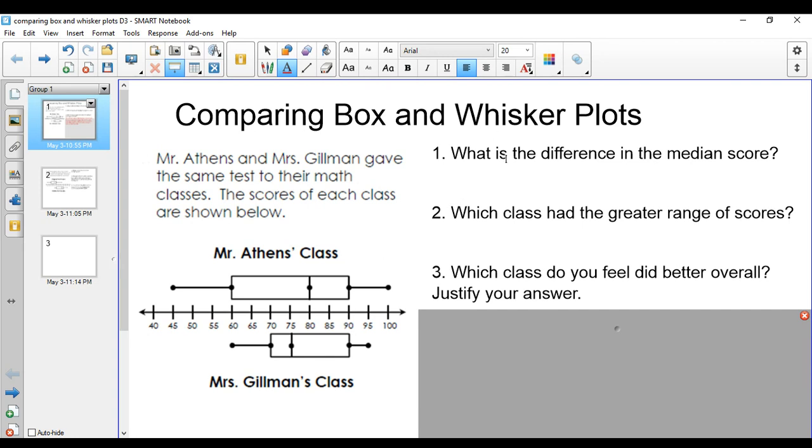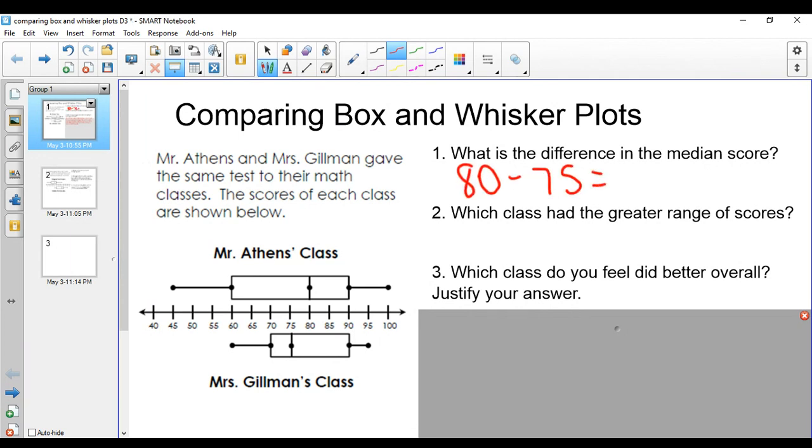So let's go ahead and look at the questions that we have over here to the side. Number one says, what is the difference in the median score? Well, it looks like the median of Mr. Athens' class is going to be the higher one. That one's 80. And then the median of Miss Gilman's class is 75. So we are going to subtract those to find the difference. We're subtracting 80 minus 75, which gives us 5. So we could make a statement and say something like, the median of Mr. Athens' scores is 5 points higher than Miss Gilman's scores.